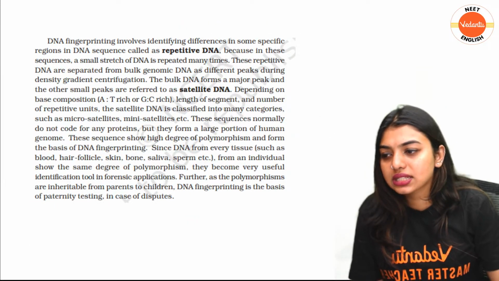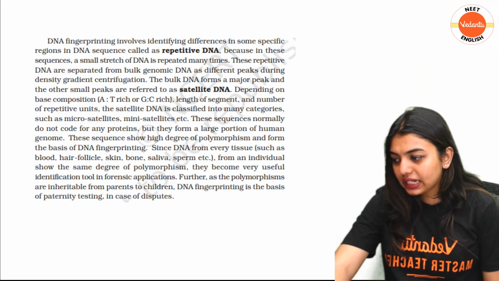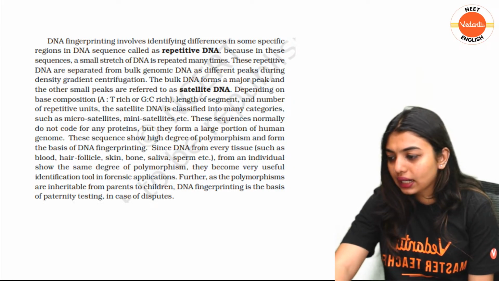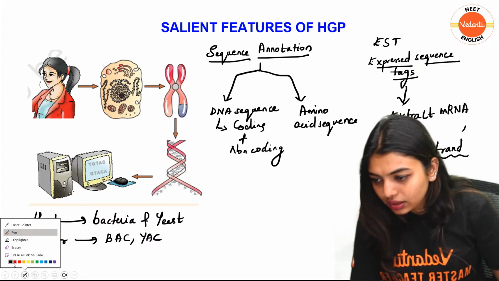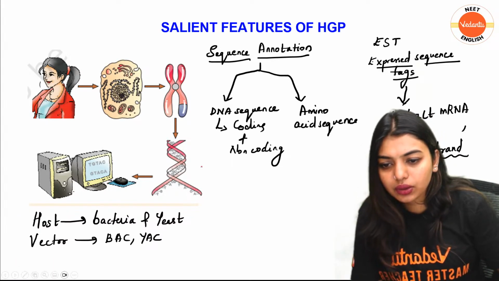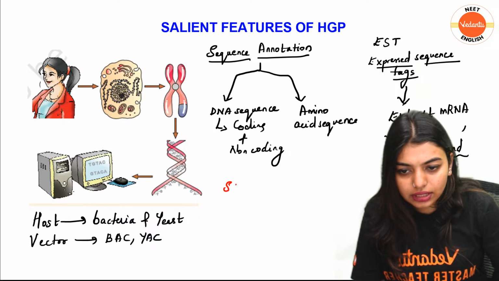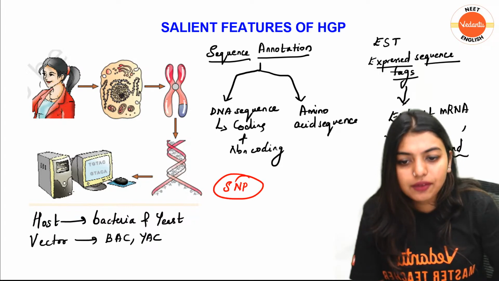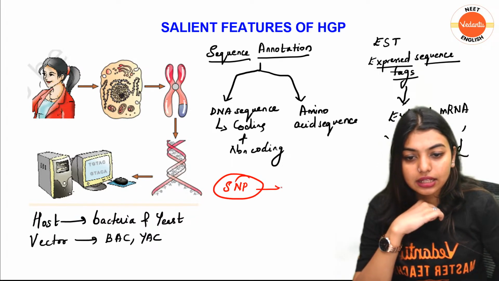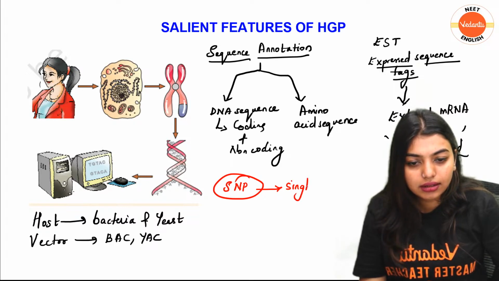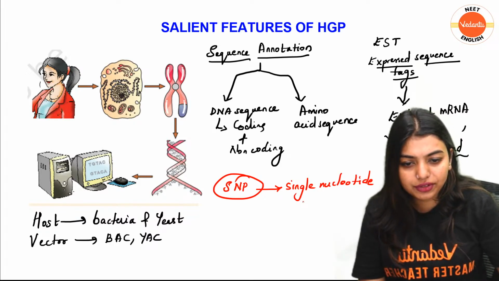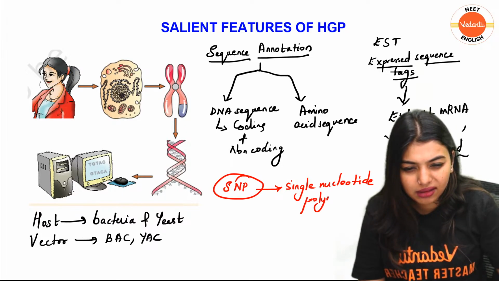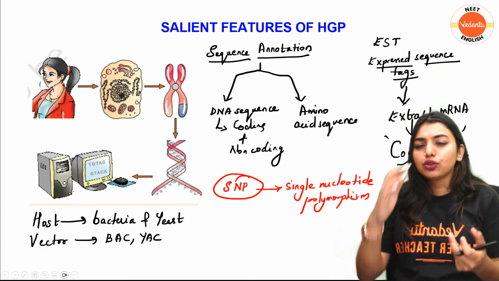Now students, the last topic of this chapter is DNA fingerprinting. But before that, I have to tell you about SNPs also. SNPs are mentioned in your salient features. SNPs are nothing but single nucleotide polymorphism. What is single nucleotide polymorphism?